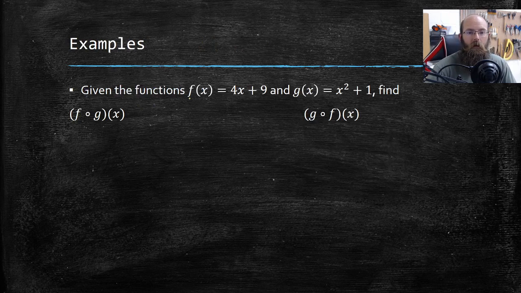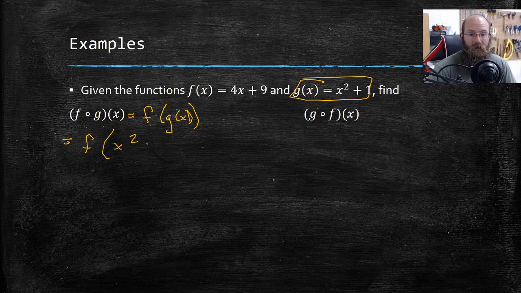Given these functions, I have f, I have g, okay? I like to write them like this because I think it's easier to see. So this is f of g of x. I already know what g of x is. It's right here. So instead of g of x in the parentheses, I'm going to write what that thing is, x squared plus 1. So now all of this is an input. All of that gets plugged in to my f function.